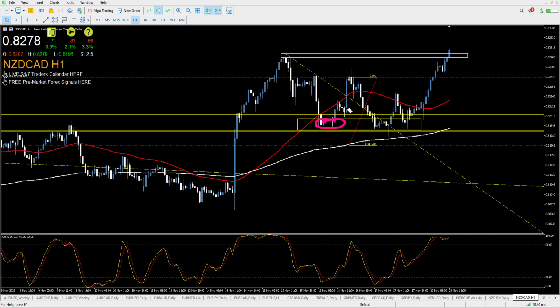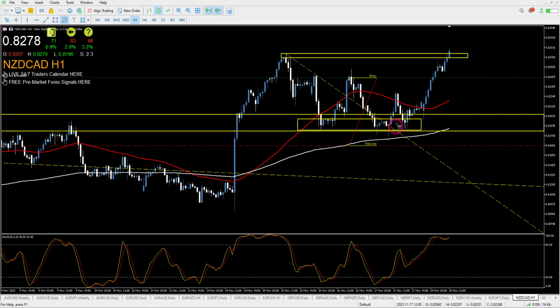Part and parcel of trading is we don't know what's going to happen next. My other idea was to look at a re-entry around about these lows here. So if price came back in and then found support, that would have been a nicer entry. Just from a risk reward perspective, it would have been a little bit better.